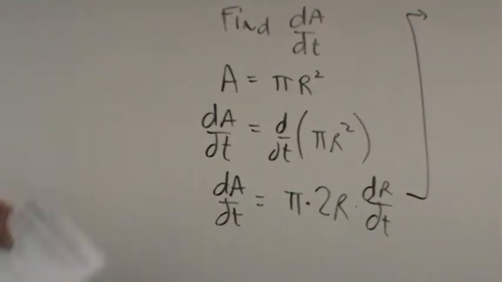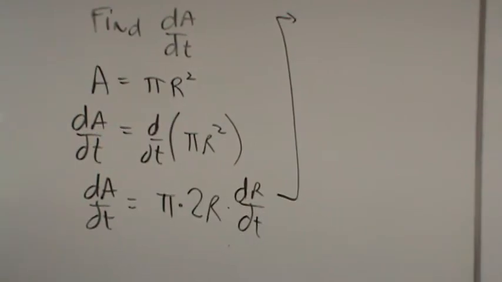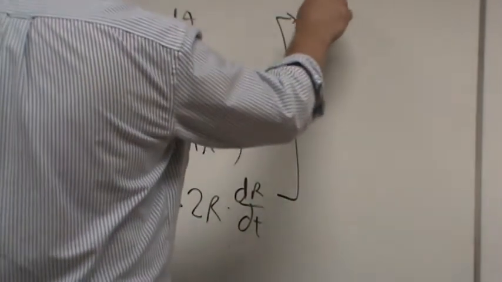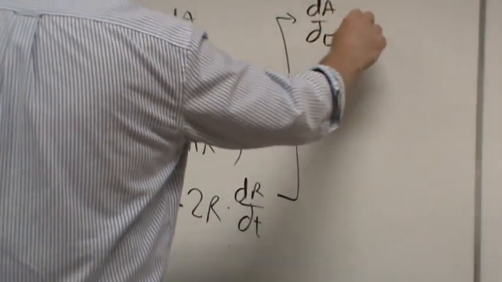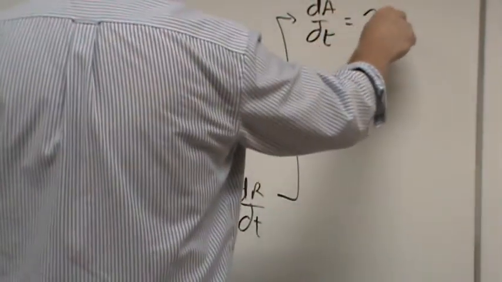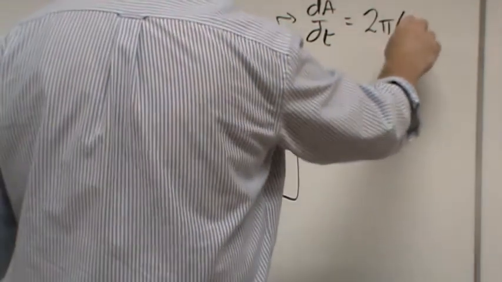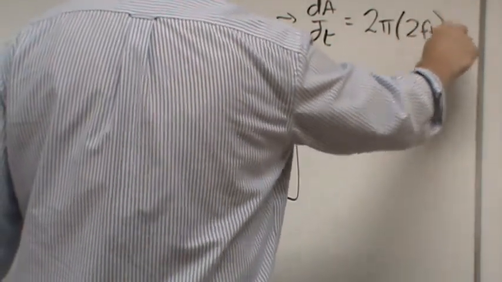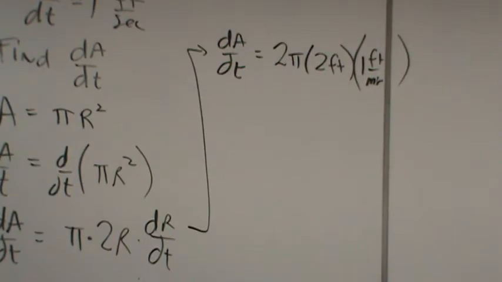Okay, at this point, we're down to step 6. Solve for what you want and evaluate. So I'm going to get my expression for dA/dt. And this is going to be, I'll do it Omar's way, 2 pi times 2 feet times dr/dt, which is 1 foot per minute. Okay. Oh, it's 1 foot per second, excuse me.